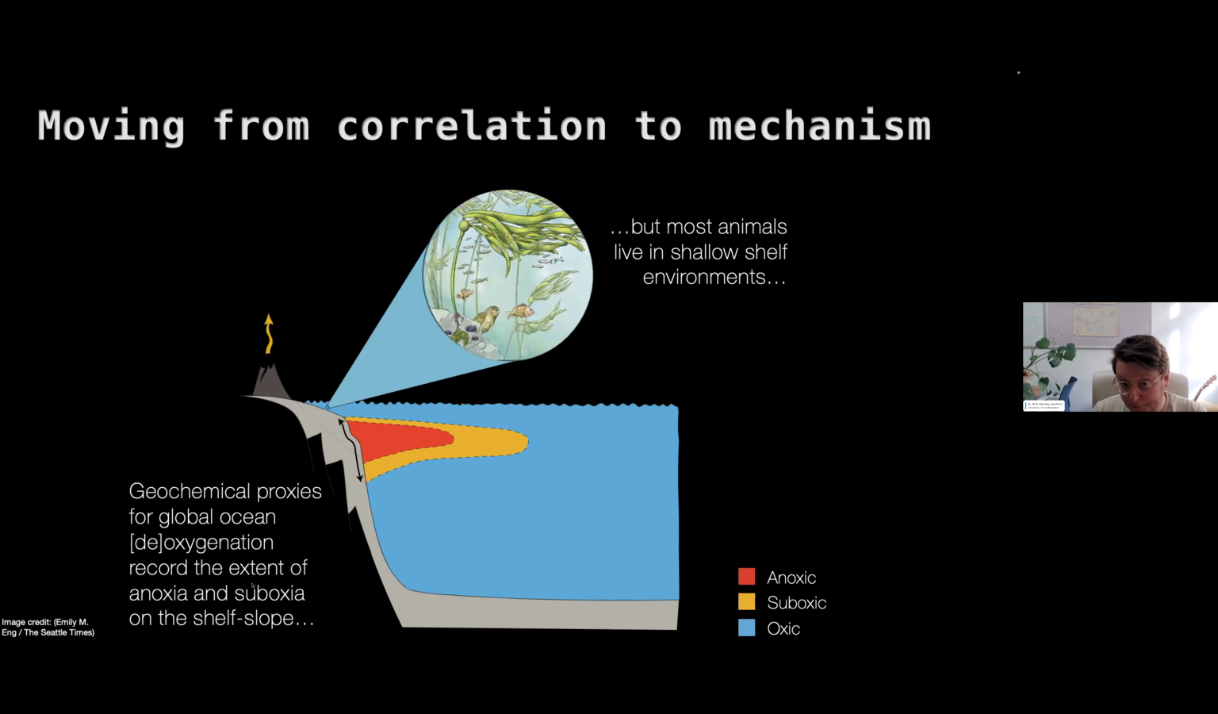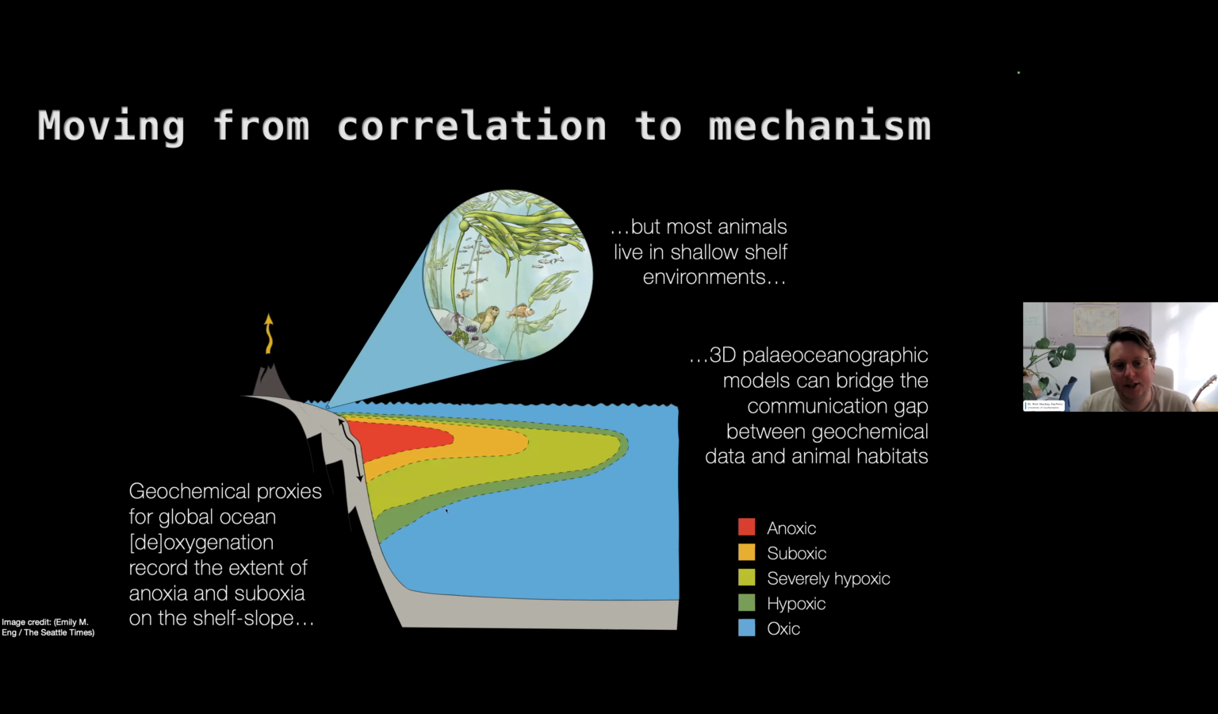In contrast, marine animals, the vast majority of marine animals today, probably the vast majority of marine animals in the past, and certainly the vast majority of our preserved fossil record, is of life in shallow shelf marine environments. So we get this sort of spatial offset in what our geochemistry and our fossil record are recording.